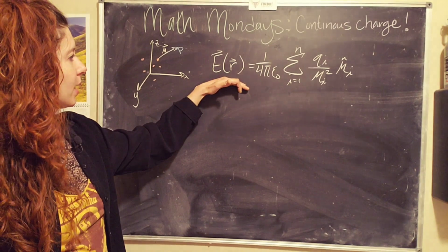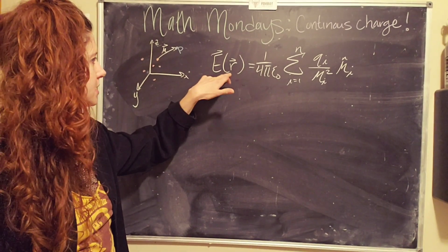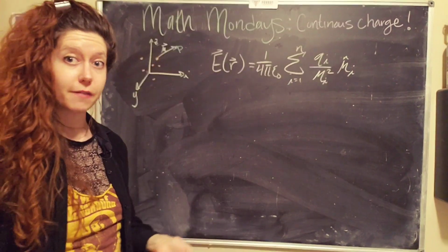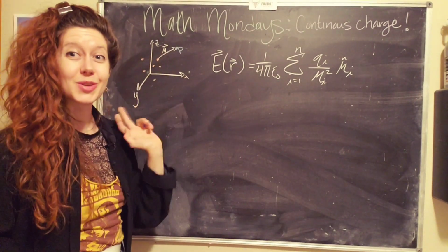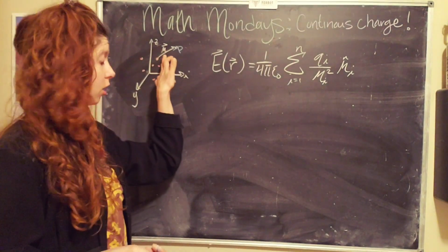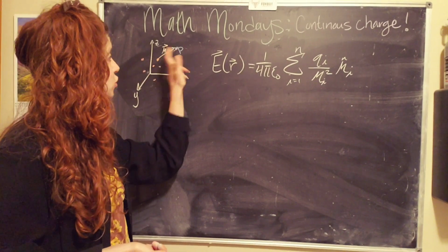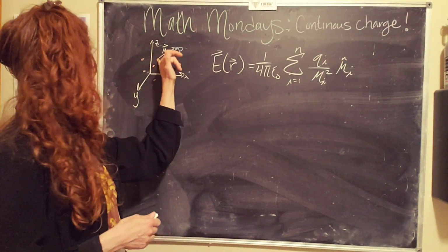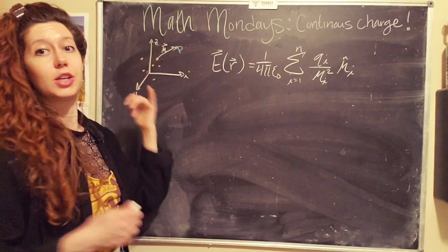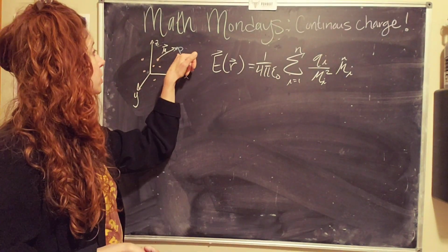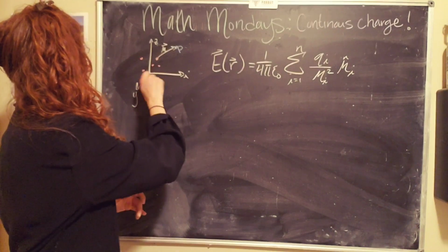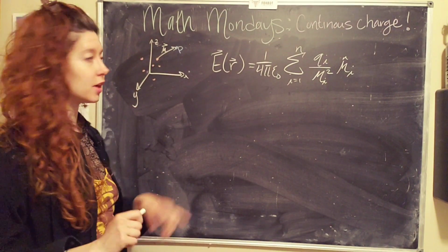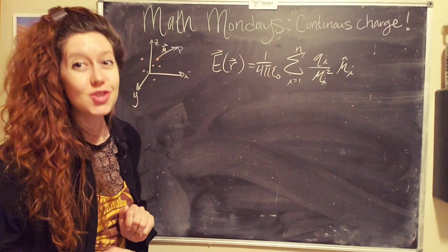Okay, so as a refresher, this is the electric field definition for individual charges. And as a reminder, script R is the vector pointing from your source charge, Qi, to your test point, P. And the really important thing to keep in mind here is that this changes.